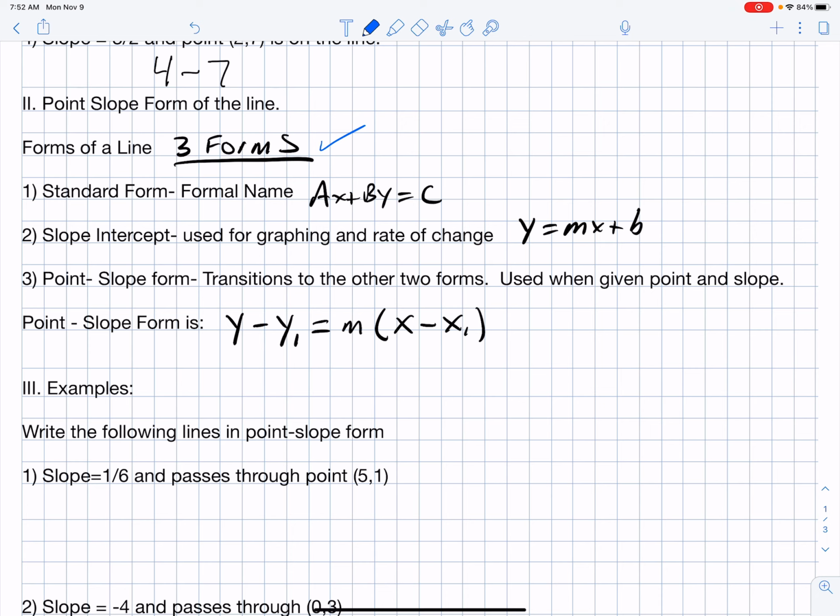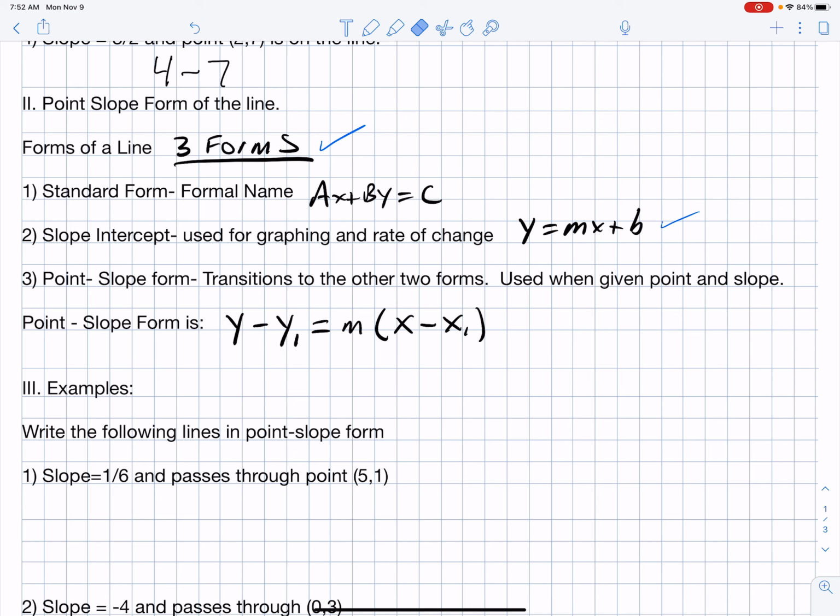We are going to use slope-intercept, which we just learned about, and hopefully you guys did well on that. That form makes it really easy to graph with and to pick out the rate of change or the slope. And then the last one's going to be point slope, and it's really just used to transition to one of the other two forms. It's used when you're given a point or 2 points and a slope. So slope-intercept you'd use when you have a slope and an intercept. Point slope, hence the name, when you have a point and a slope.